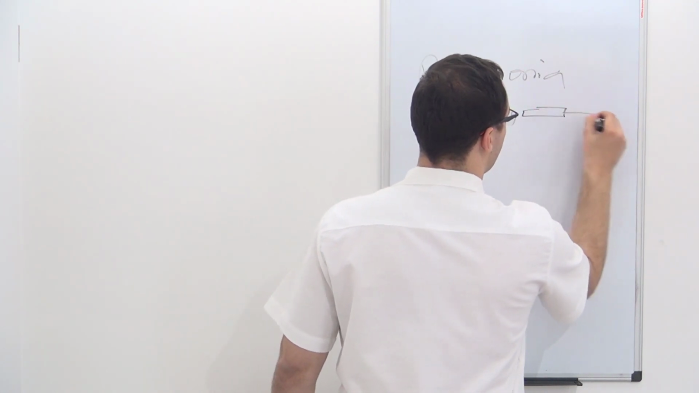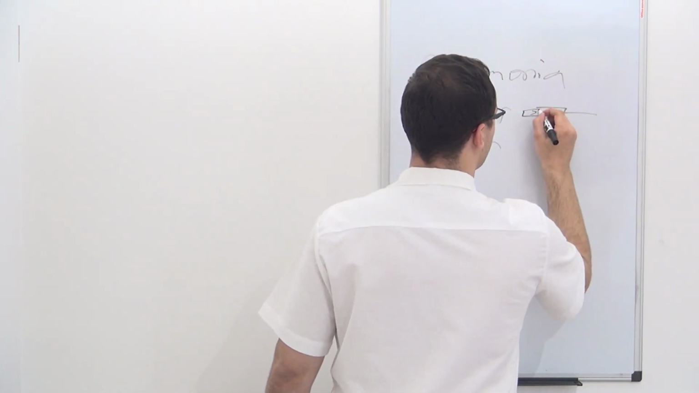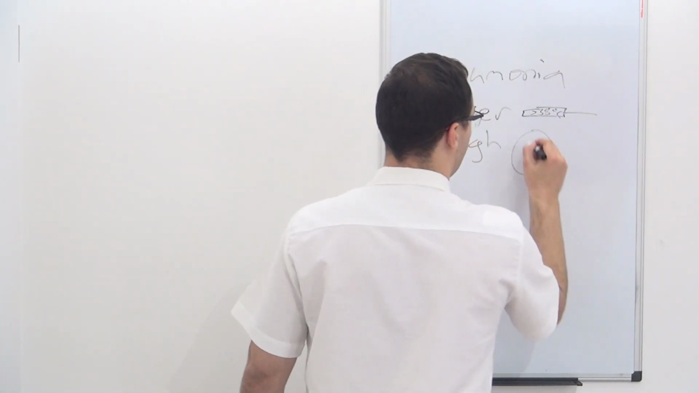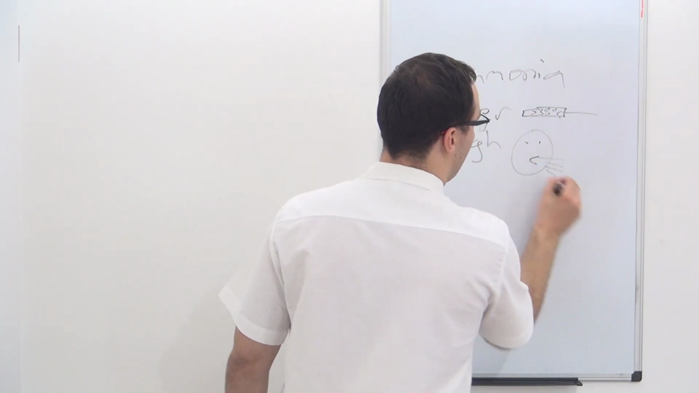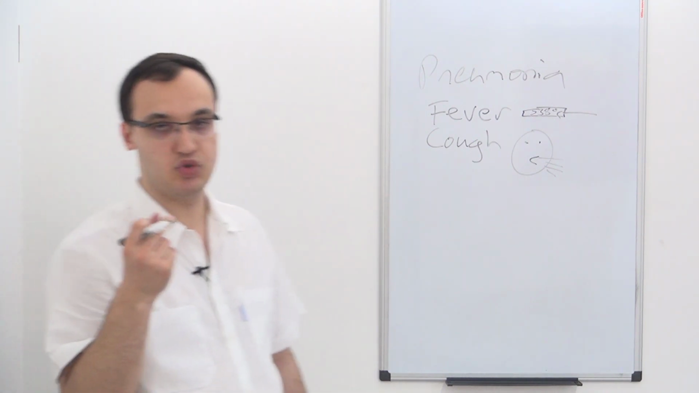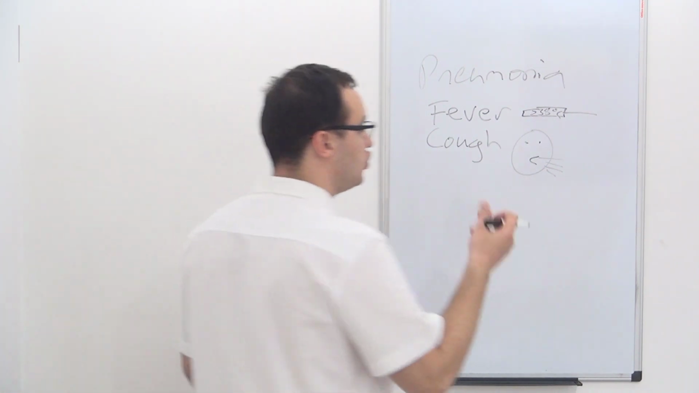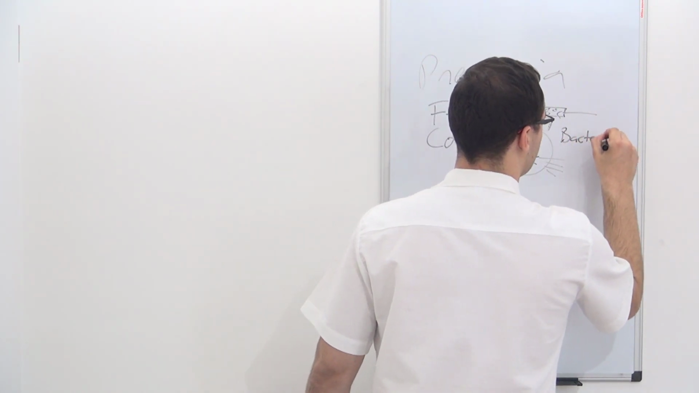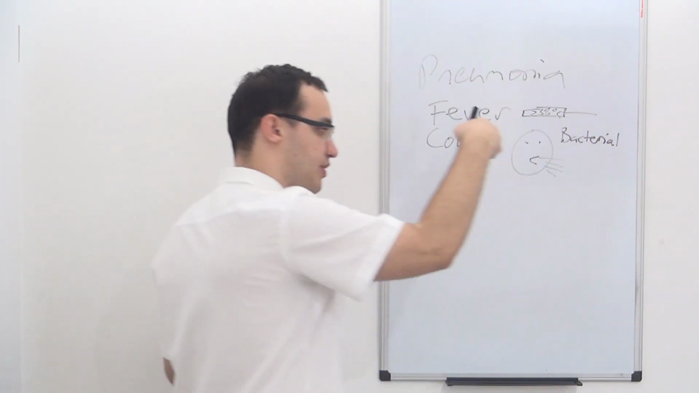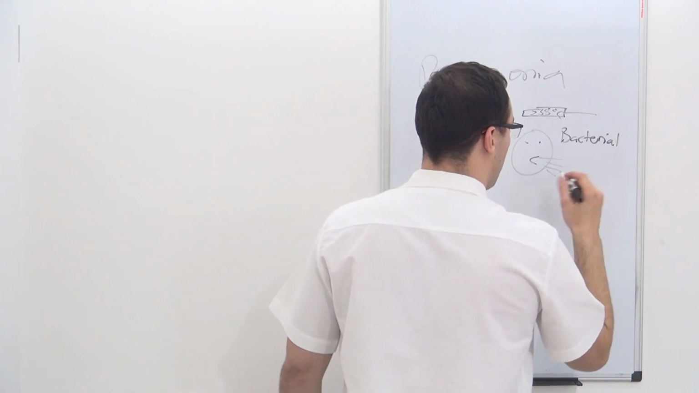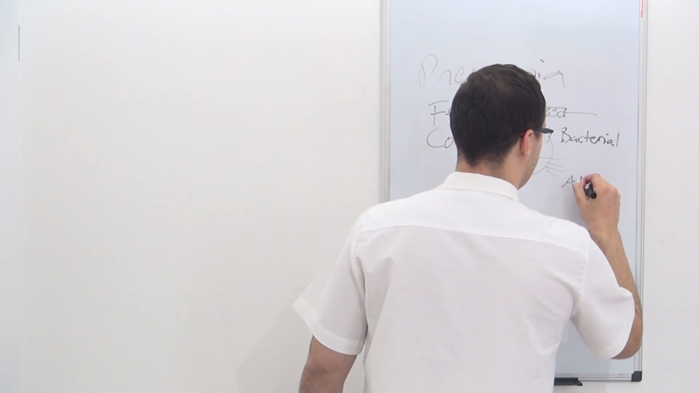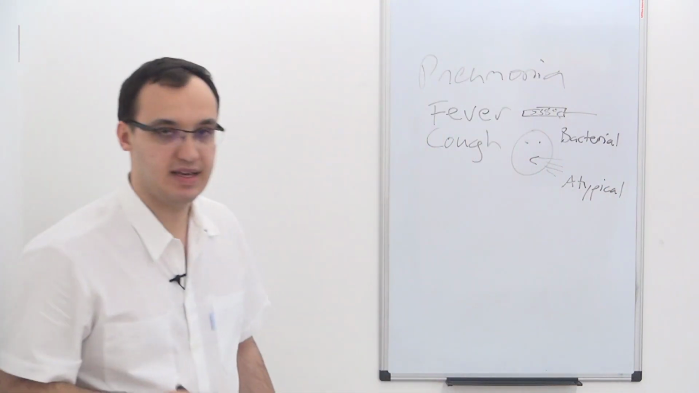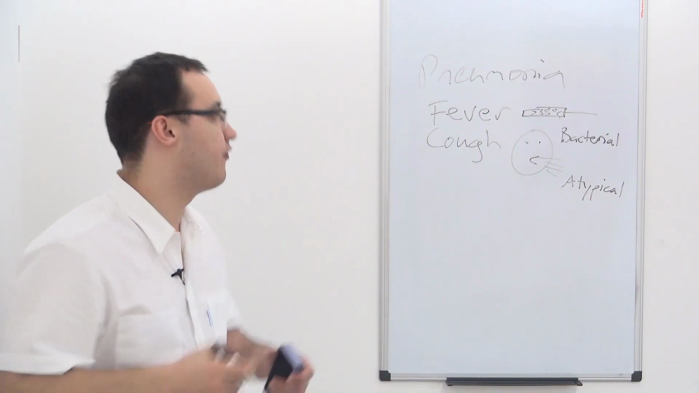So here I will draw a thermometer, and this will show more than 38 degrees Celsius. Cough, here I draw a patient who is coughing up. If it's mucopurulent, which means it's thick, then it's usually a bacterial one. So bacterial, and then it's typical. If it's more watery, then it's atypical. So that's the way you can distinguish between the different types of pneumonia, for example.